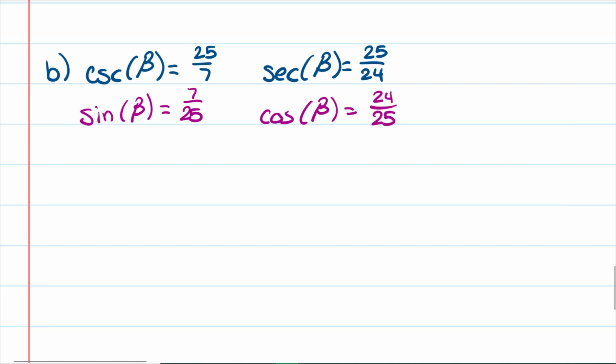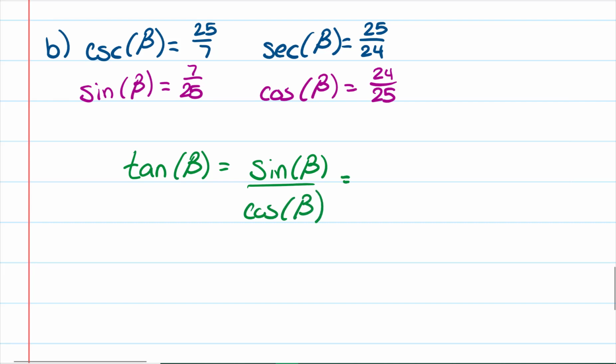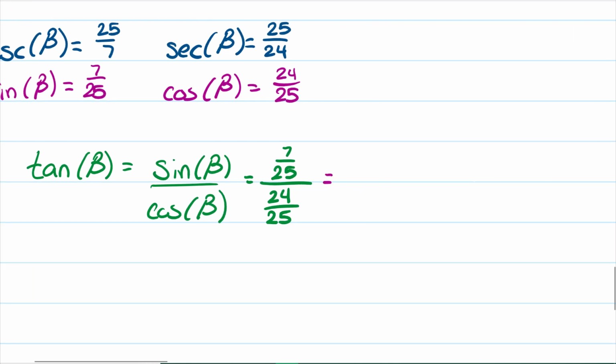Now I know previously I've taught you how to do this by using triangles, but now I'm going to show you how to do it just using algebra. You can solve them either way. So I get tangent of beta is equal to sine over cosine. So my sine was 7 over 25, and my cosine was 24 over 25. So when you divide a fraction by a fraction, you multiply by its reciprocal. And so you get 7 over 25 times 25 over 24. These reduce off, and you're left with your answer 7 over 24, and you're all done.